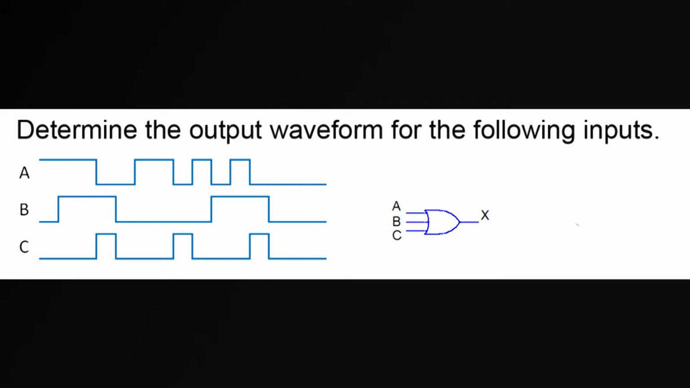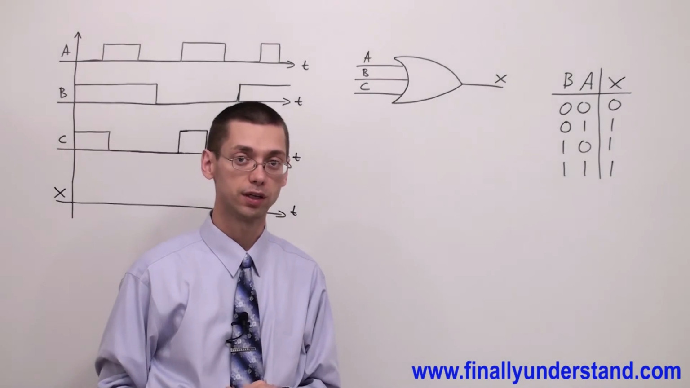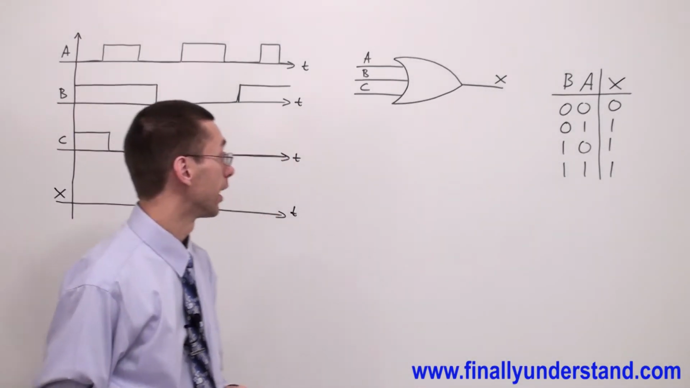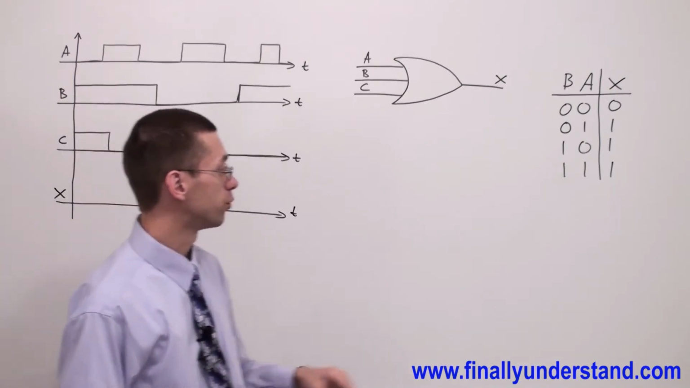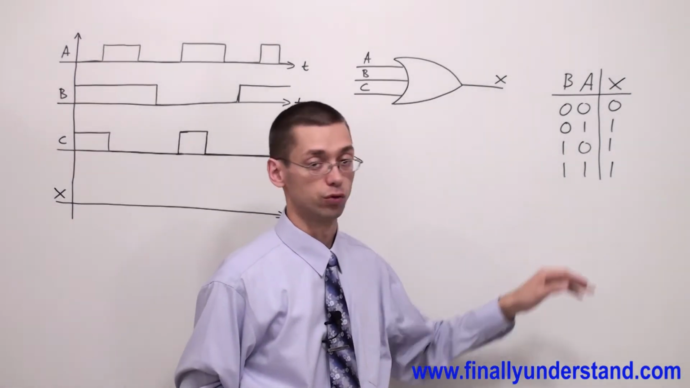Determine the output waveform for the following inputs. This time we have a 3 input OR gate. Like always, we're supposed to look at the input waveforms and we're supposed to look at the truth table.